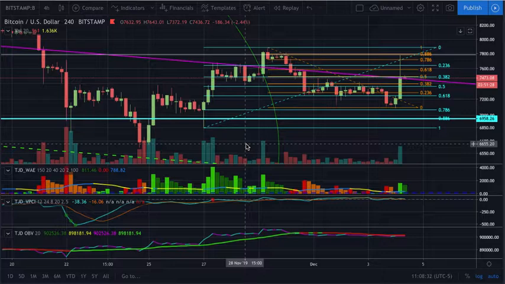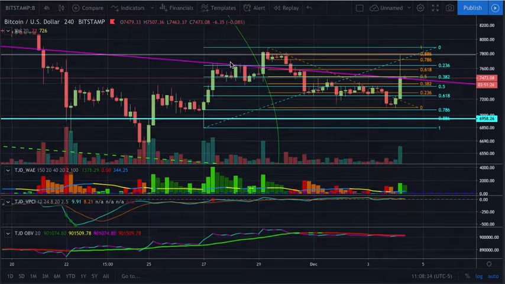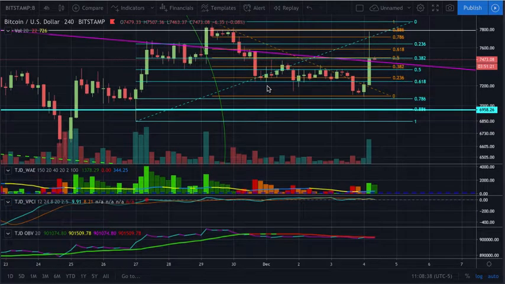But here we're going to do some technical analysis now. So we're going to jump right into our Bitstamp chart on the 4-hour, and we're going to take a look at some key indicators here as well.